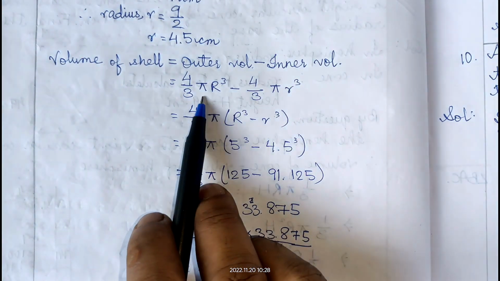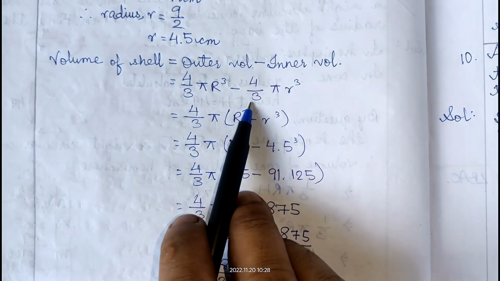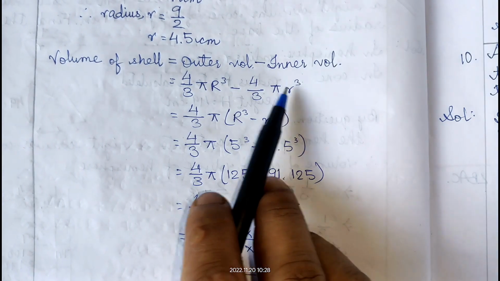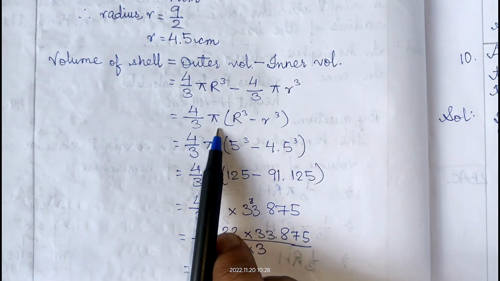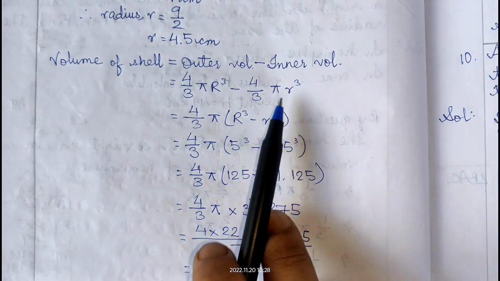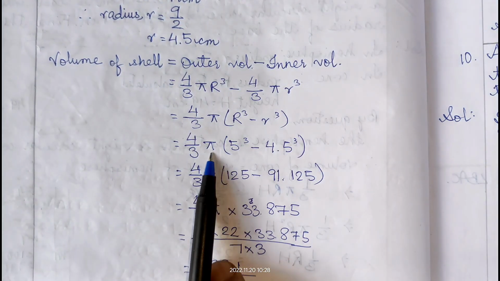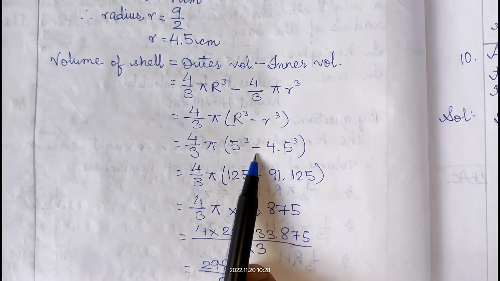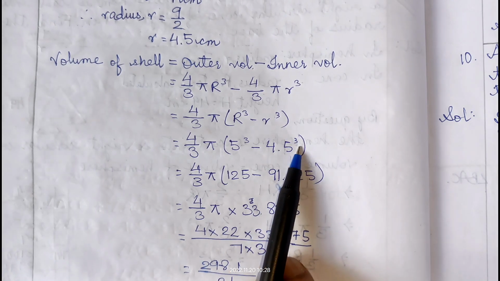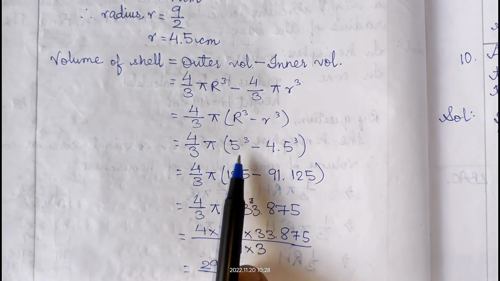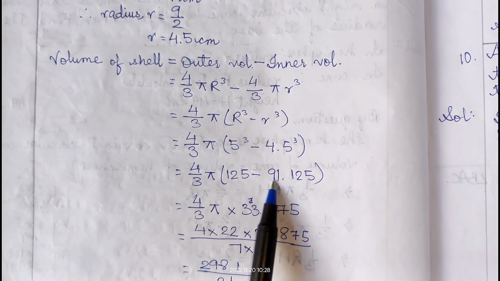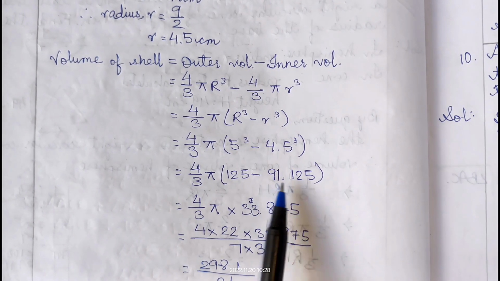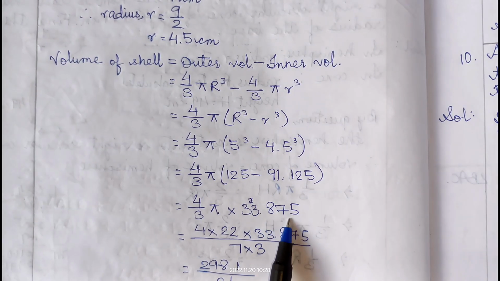Formula is 4 by 3 pi capital R cube minus 4 by 3 pi small r cube. From here 4 by 3 pi can be taken common. We are left with capital R cube minus small r cube. So 4 by 3 pi, capital R is 5 cube minus small r is 4.5 whole cube. So 5 cube is 125 minus 91.125, and if we subtract it will be 33.875.